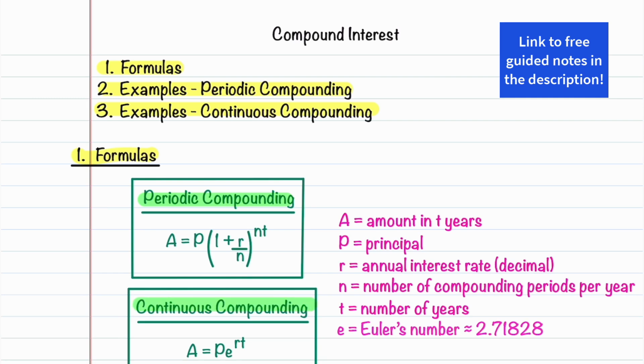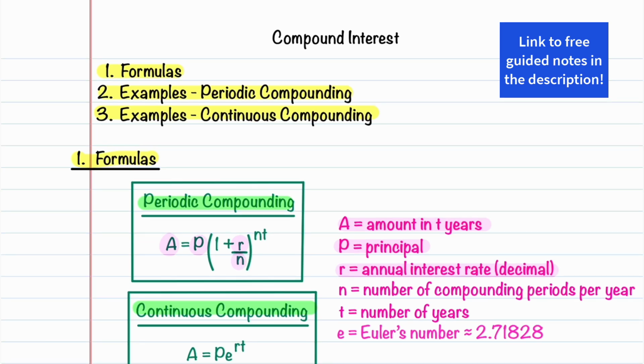Let's first look at periodic compounding. This is probably the type that you're most familiar with. This formula might look a little intimidating at first, but don't worry, we're going to break down each part. A is just the amount in the account after T years. P is called your principal, and it's the amount that you're going to be investing. R is just the annual interest rate, and it's written as a decimal.